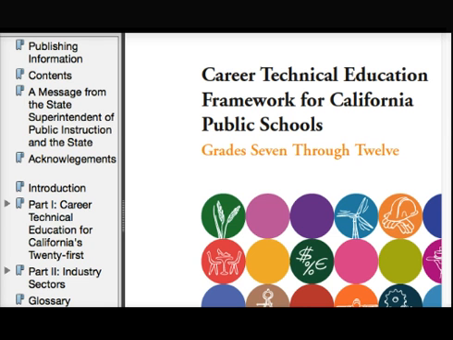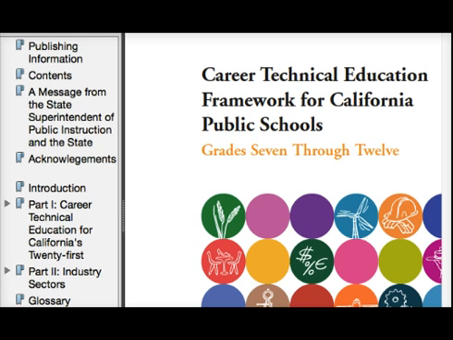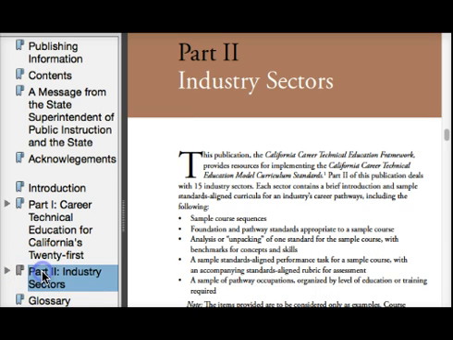On our Haiku page in Module 4, you'll find a link to the frameworks. When you click on that link, a PDF file will come up, and this is what it will look like. On the left-hand side, you'll see quite a bit of information, but what we want to direct you to is here where it says Part 2 Industry Sectors. When we click on that link, it will take us to specific information about industry sectors.